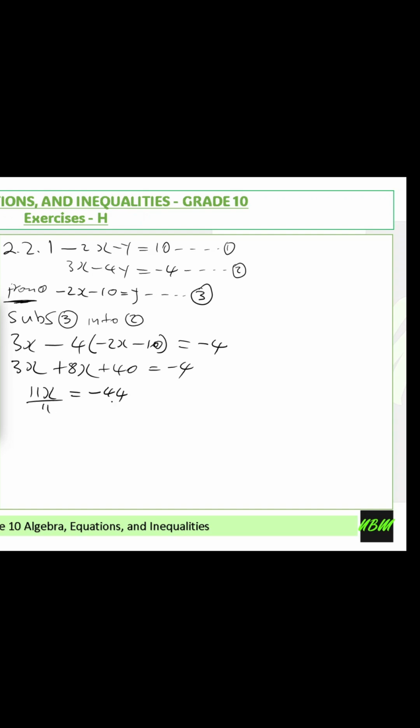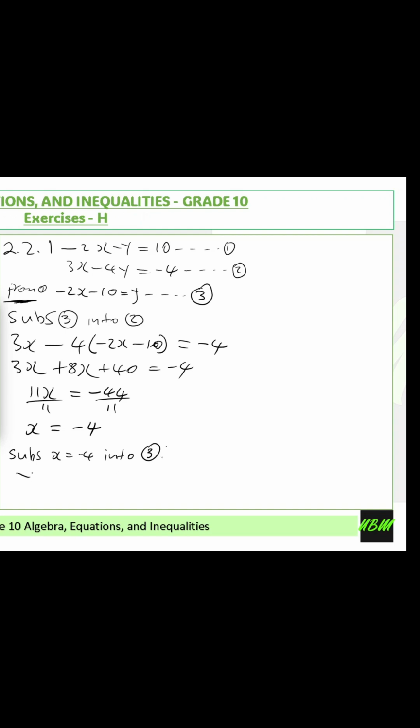Then divide both sides by 11. Then we get our x equals -4. x will be equal to -4. And then from there, now we need to find the value of y. Now we substitute x = -4 into any of the equations, but take the simpler one. The simpler equation will be equation number 3, where y is already the subject of the formula.